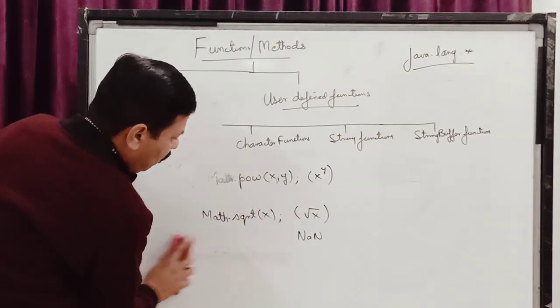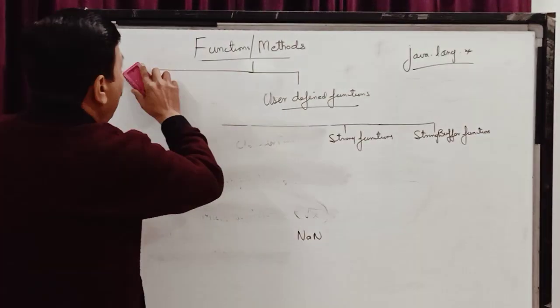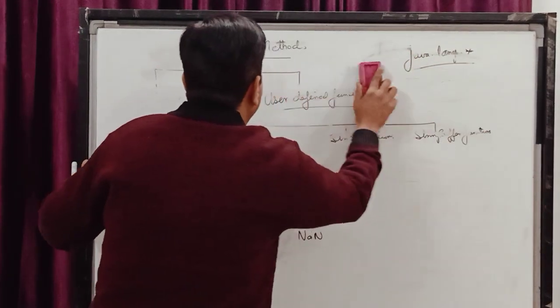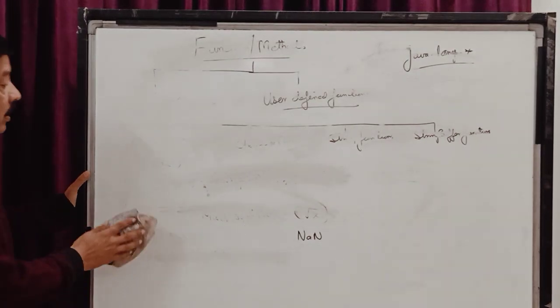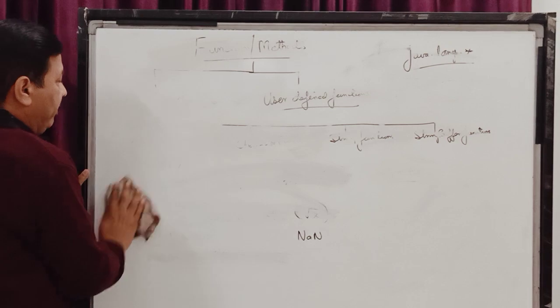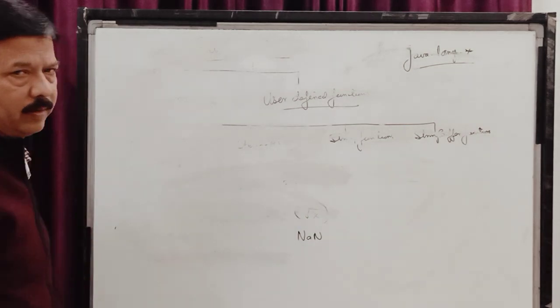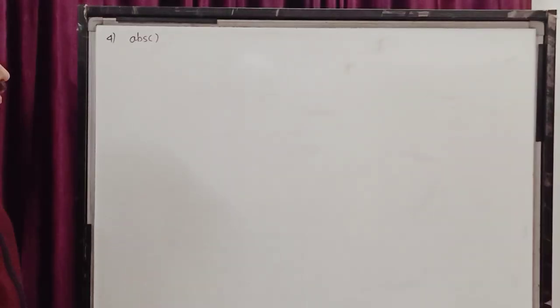I hope children you have followed these functions. The pow function is returning a value which is the power of its two arguments, and the next function is sqrt, and then the cbrt function. So children, now we are into the next function, that is abs.